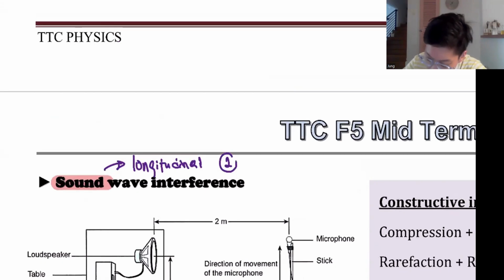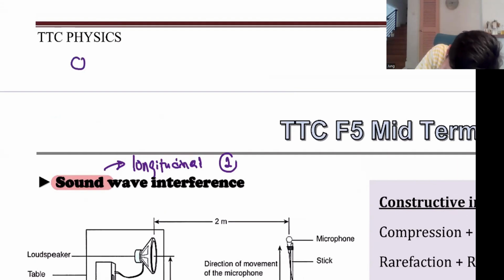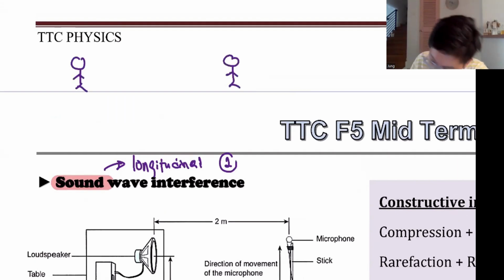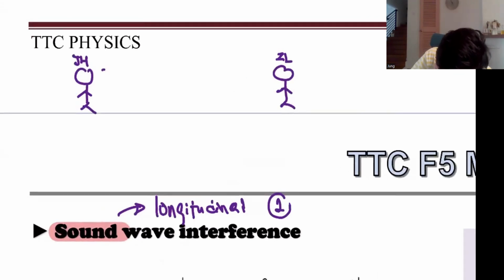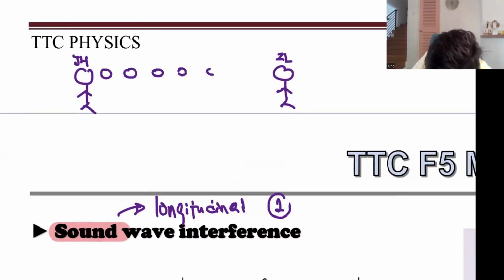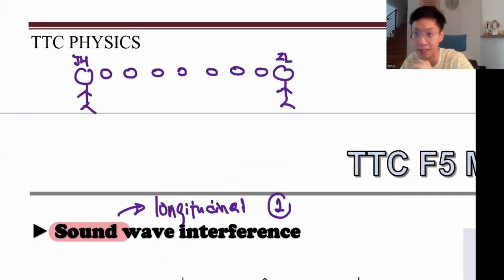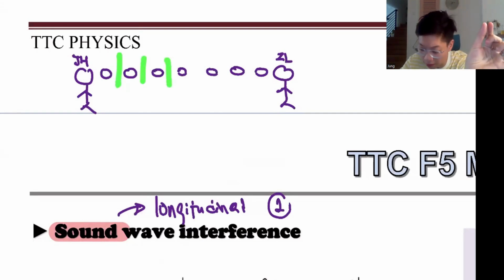Okay, once we are done with this, we go to the next part. So how does sound move? What is longitudinal wave? Imagine now we have 2 people. Imagine Jung Hao is trying to talk to Ziling. Initially, in between me and Ziling, we have air molecules. The molecules are evenly spaced. What do I mean by evenly spaced? You see the distance of each molecule, there is a gap here, a gap there, they're all evenly spaced.